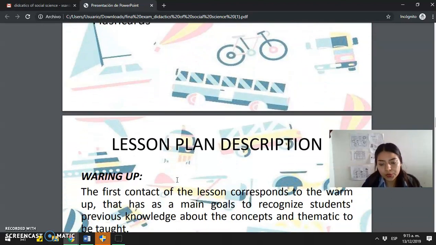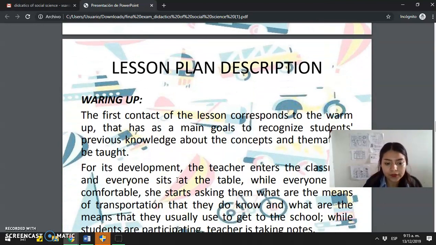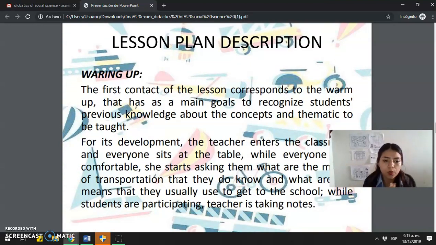The lesson plan description has some stages. The first stage of the lesson corresponds to the warm-up, which has the main goal of recognizing students' previous knowledge about the concepts and thematic to be taught.